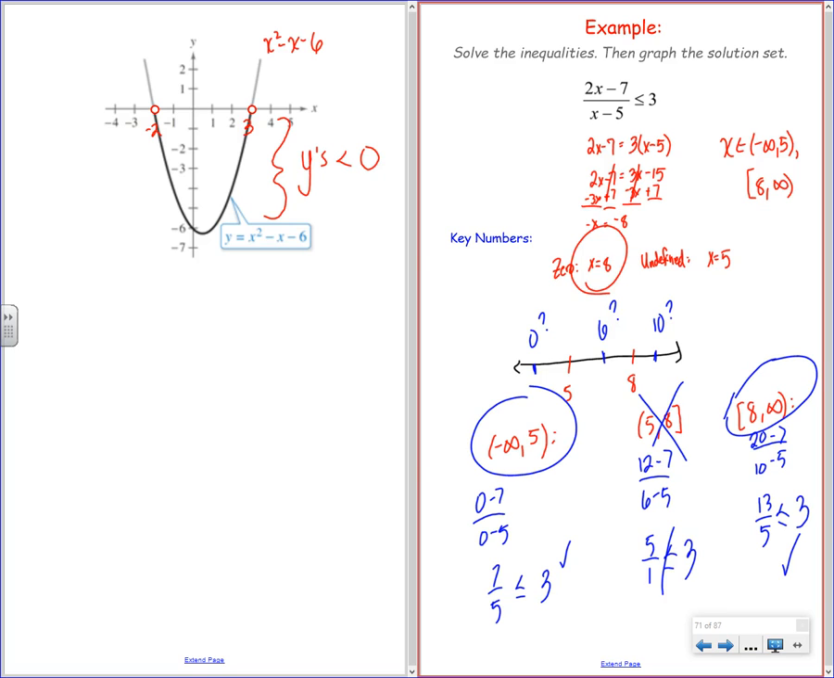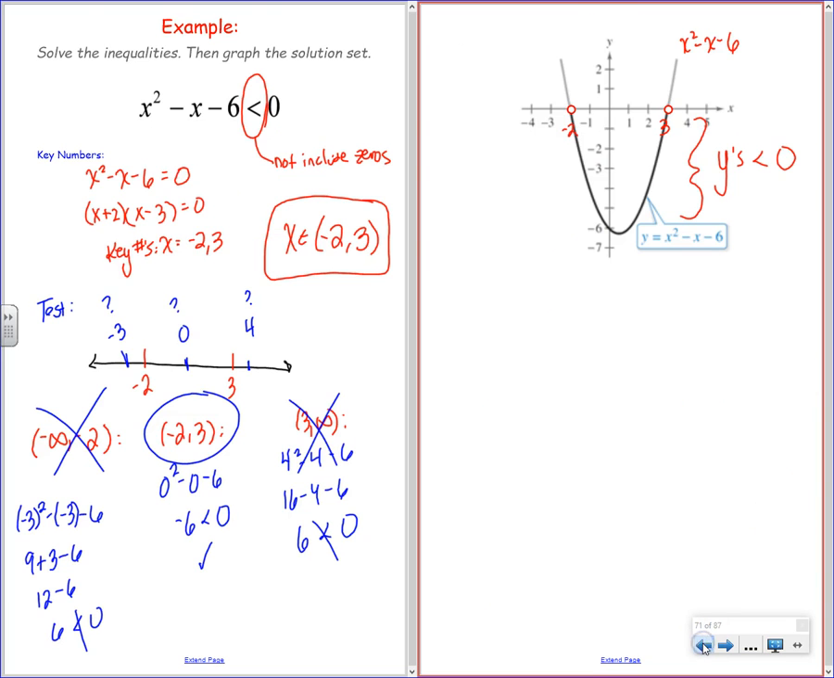But why do I keep the 5 with a parenthesis? What's special about the 5? It's undefined, so it doesn't matter. It can't work. It does not even exist. So I have to keep the 5 open because he's a discontinuity. He's a place where the domain cannot equal. So the 5 has to stay a parenthesis. But the or equal to allowed the 8 to be included, which is why my final answer has a bracket around the 8.